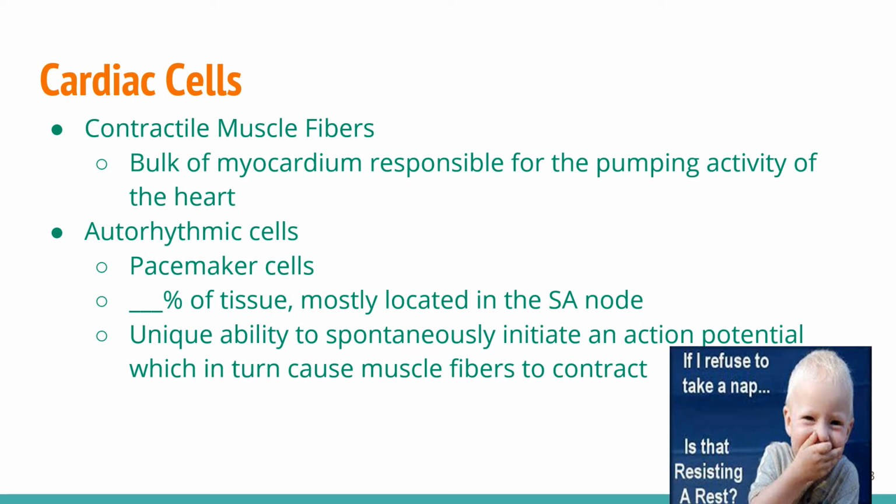And then you have these autorhythmic cells. So you have pacemaker cells, 1% of the tissue, mostly located in the SA node. Okay, so that's where the initial part of the contraction starts, in that SA node, and then travels throughout the heart. It has this really cool ability to spontaneously initiate an action potential, which then is going to make the muscle fibers contract. So kind of a cool and complicated process.